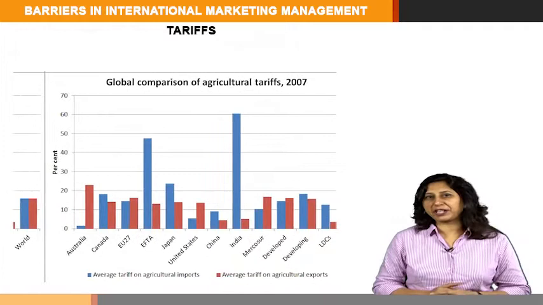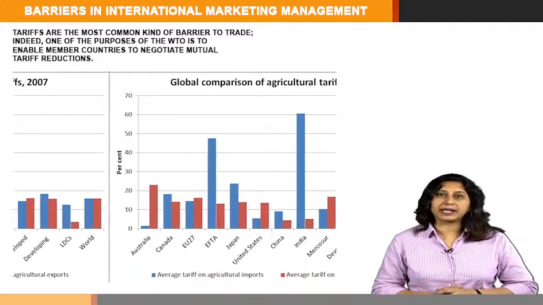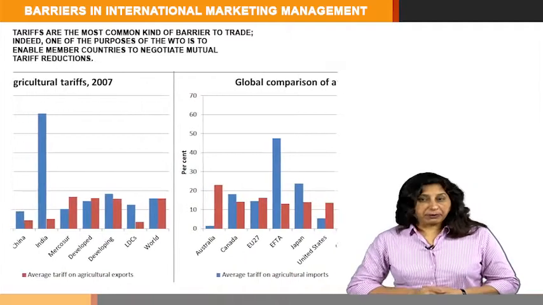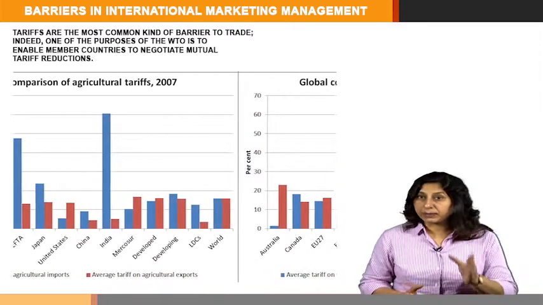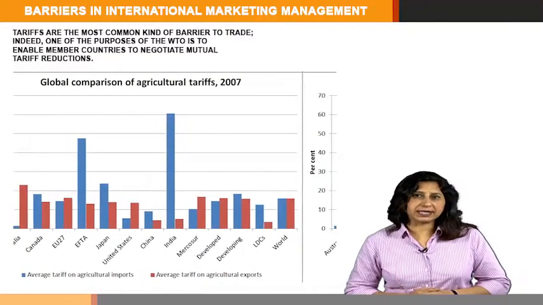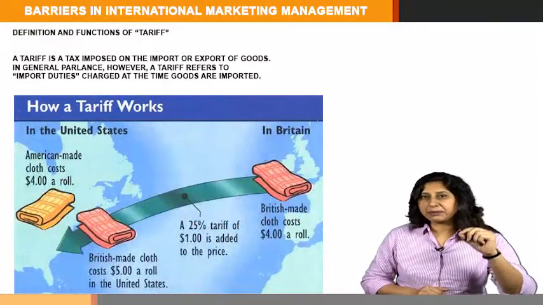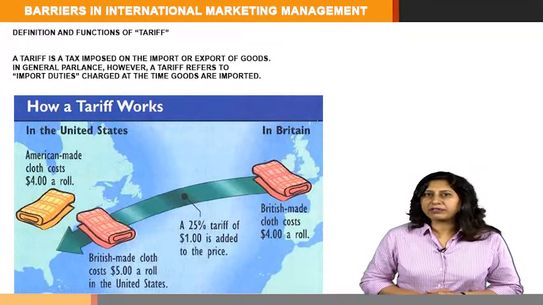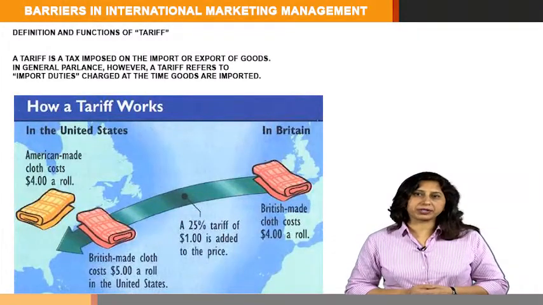Tariffs are the most common kind of barrier to trade. Indeed, one of the purposes of the WTO is to enable member countries to negotiate mutual tariff reductions. Before we consider the legal framework that provides the discipline regarding tariffs, we must understand the definition of tariffs, their functions, and their component elements: rates, classifications, and valuations. A tariff is a tax imposed on the import or export of goods. In general parlance, however, a tariff refers to import duties charged at the time goods are imported.